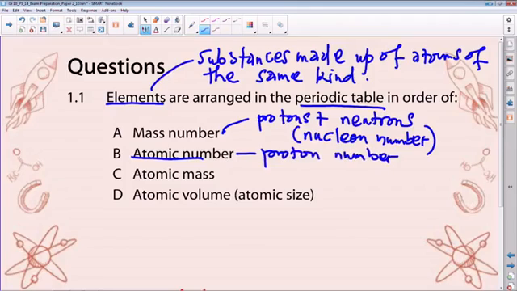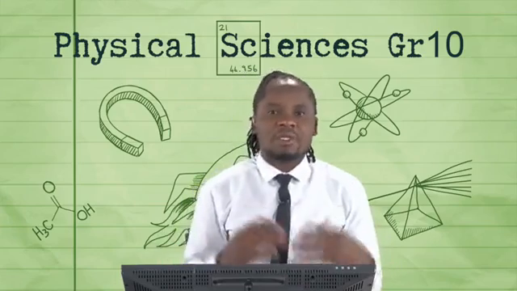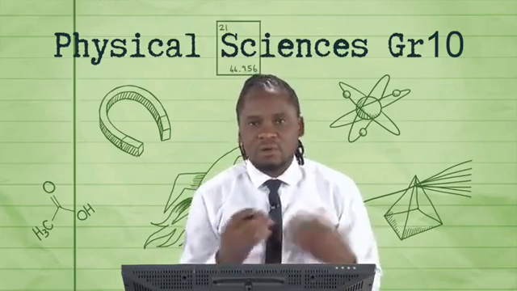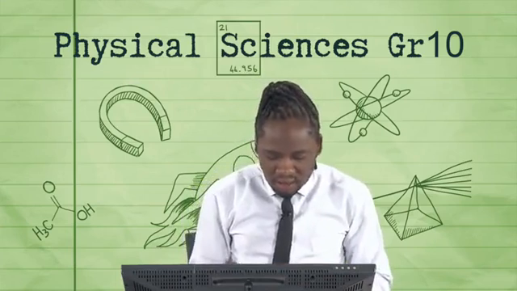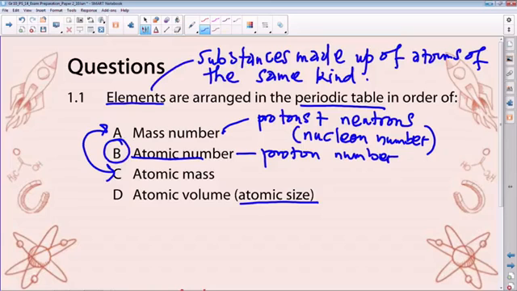We also need to know that mass number and atomic mass are one and the same thing. These two terms may be used interchangeably to refer to the same thing. Atomic volume and atomic size have nothing to do with the arrangement in the periodic table. However, there are trends as well as periodicity, which I'll discuss as we go further. In this case, it's arranged in terms of atomic number.